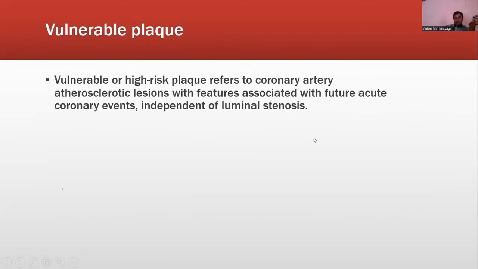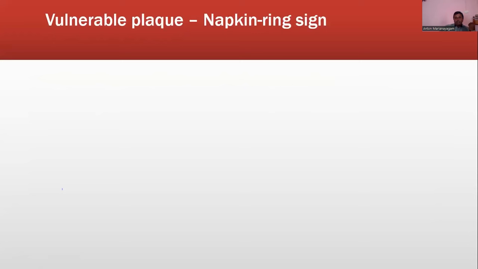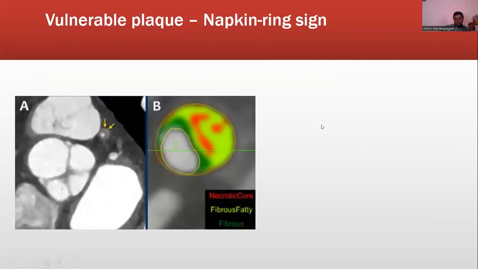So what is a vulnerable plaque? Vulnerable or high-risk plaque refers to coronary artery atherosclerotic lesions with features associated with future acute coronary events independent of luminal stenosis. There is something called the napkin ring sign: you get a necrotic or fibrotic plaque and then a fibrotic capsule. This is the coronary artery. You see a rim, a napkin rim, a high attenuating ring. Otherwise, this should be a dark area. This high attenuating area shows this is a vulnerable plaque.